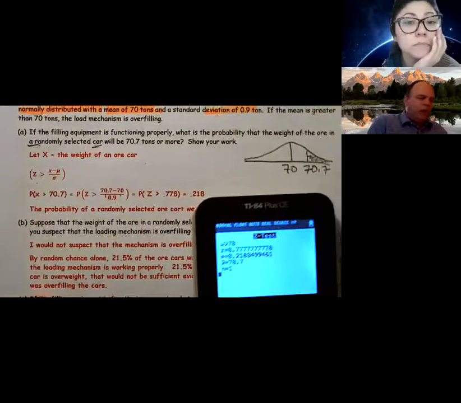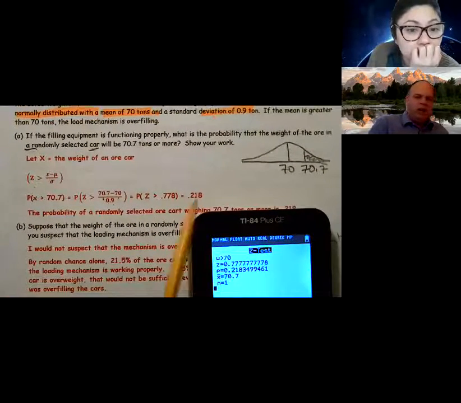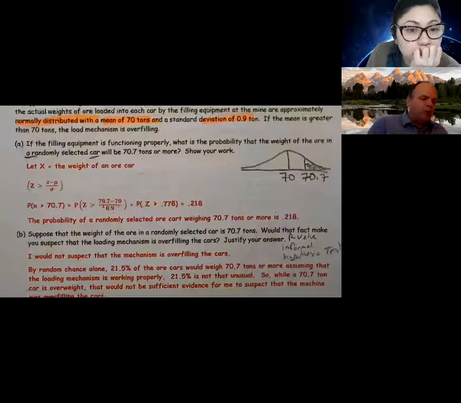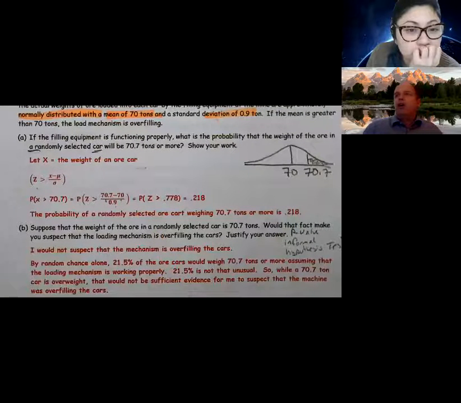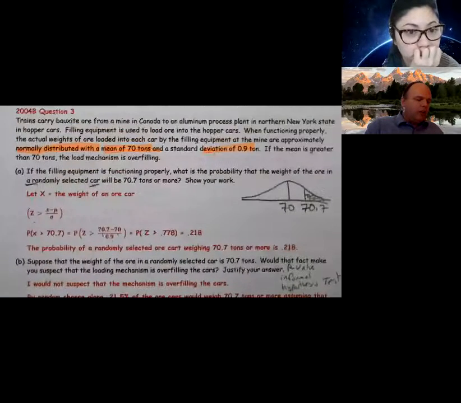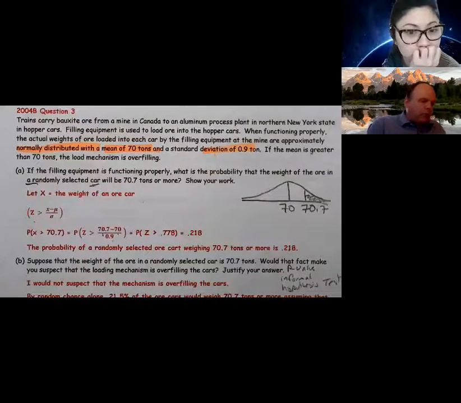So I end up getting a Z-score of 0.778 and a probability of 0.218. So there's about a 21% or 22% chance that a randomly selected car would look like that, okay? And that would get you full credit for part A.